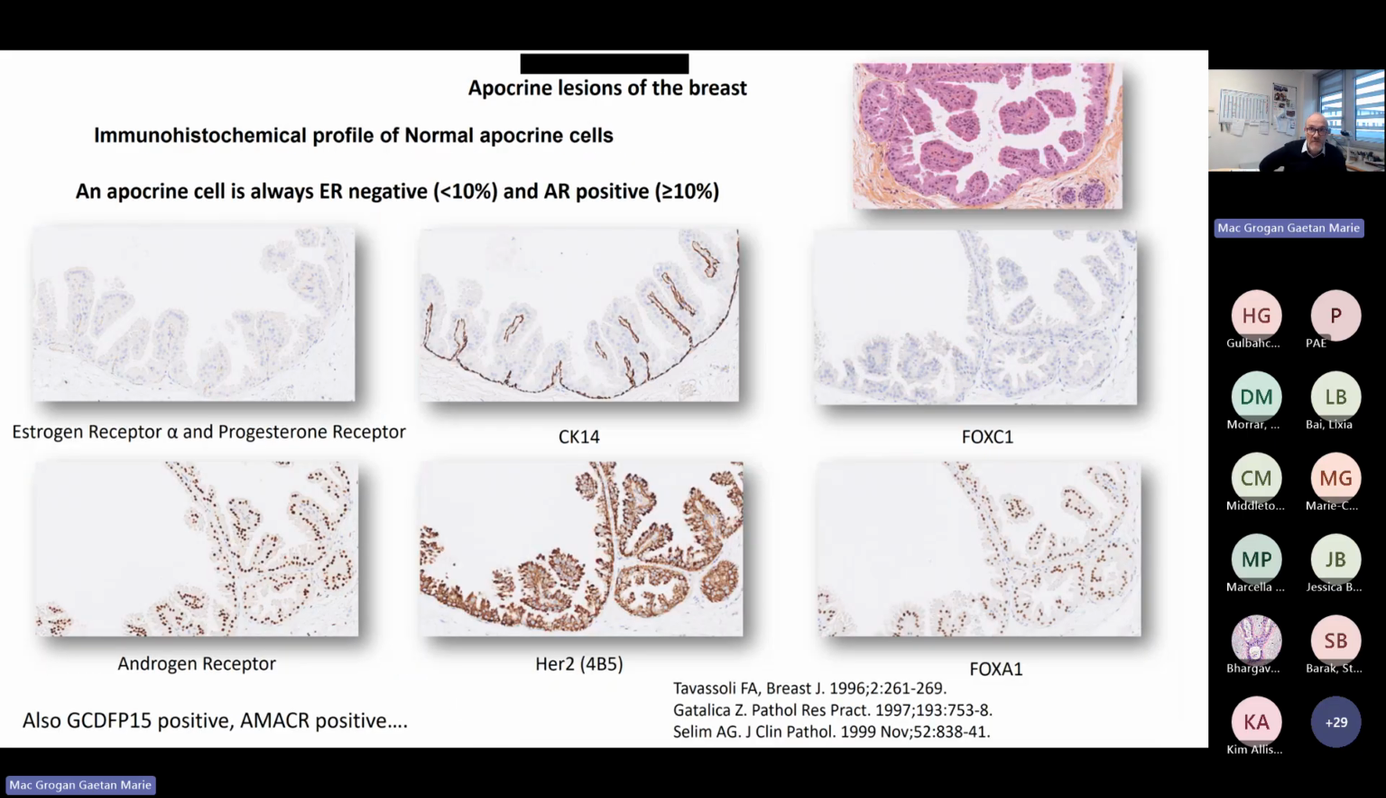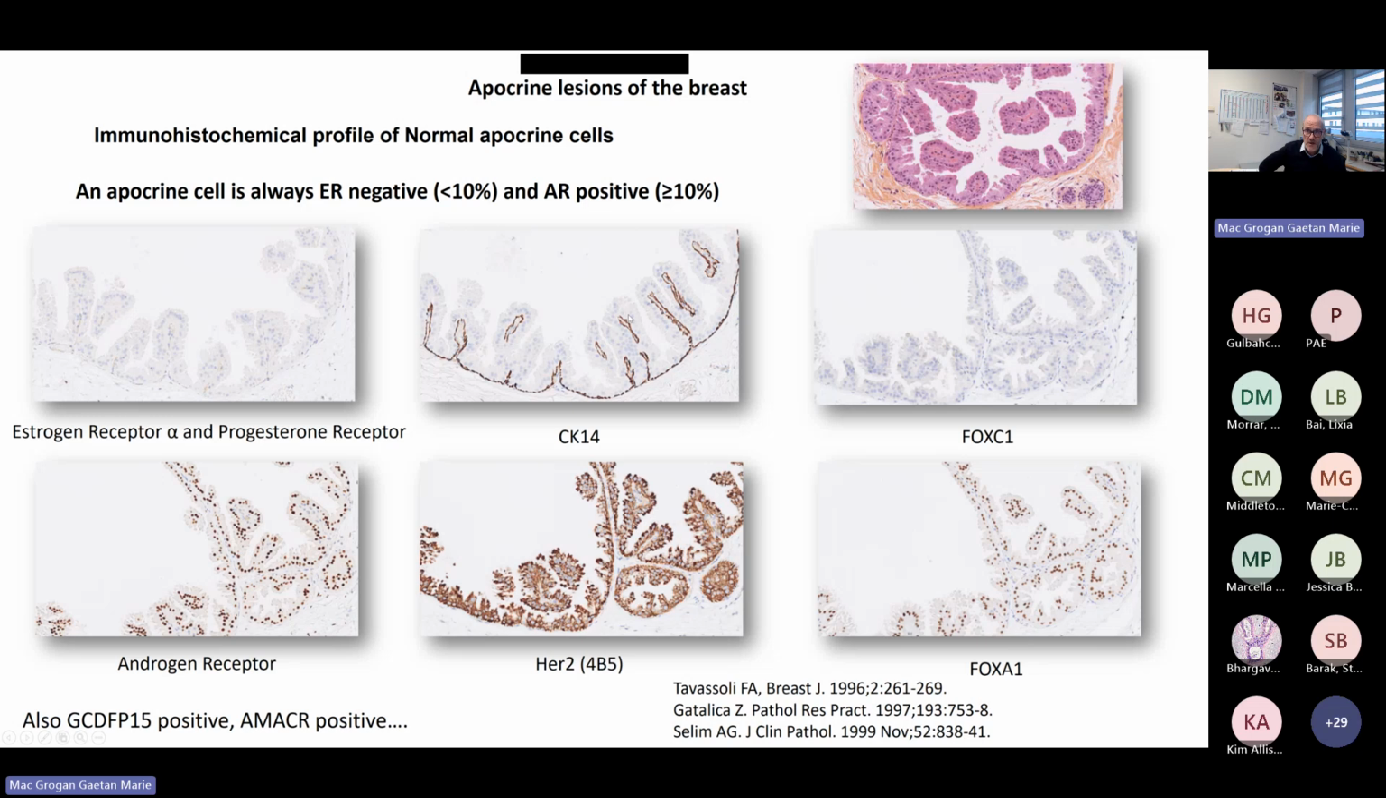Now, the immunohistochemical profile of a normal apocrine cell is pretty well defined. An apocrine cell is always estrogen receptor negative and androgen receptor positive. Notice that I use the threshold used by the French, 10% of positive cells, for defining positive and negative hormonal receptors. Now, in this slide, as you can see, the apocrine cells are estrogen receptor alpha and progesterone receptor negative, androgen receptor strongly positive. They are also FOXC1 negative and FOXA1 strongly positive. I'll come back to these two markers later on in my talk.